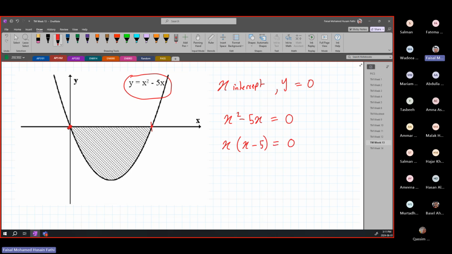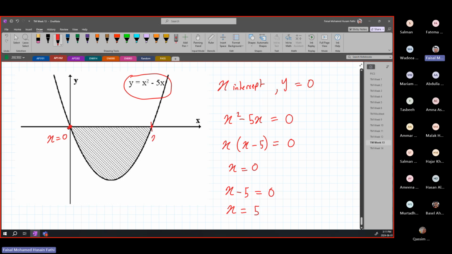So we know that one of the solutions is x equals 0. That is our first point. If you notice here, this is x equals 0. Then the second solution is x minus 5 equals 0, because any part of these has to be 0 so that the equation is 0. So x is going to be equal to 5. So our second limit here is going to be 5.